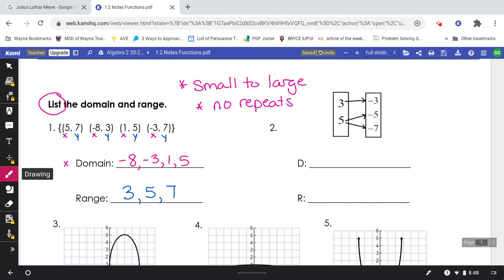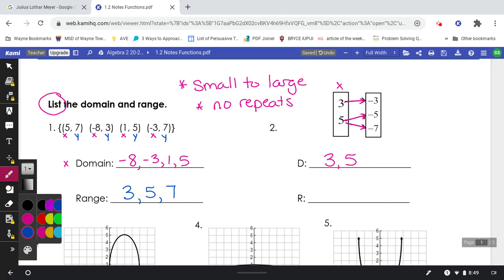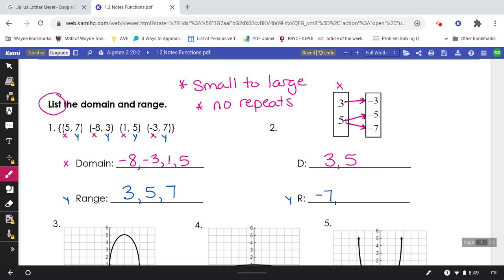All right, the next one, example number 2, is a mapping. What this means is that 3 is paired with negative 3, and 5 is paired with negative 5 as well as negative 7. So for our domain, we have our x values here. First are 3 and 5. And then the range are your y values, but make sure you go in order from smallest to largest, so be careful with the negatives. The smallest negative here is going to be your negative 7.